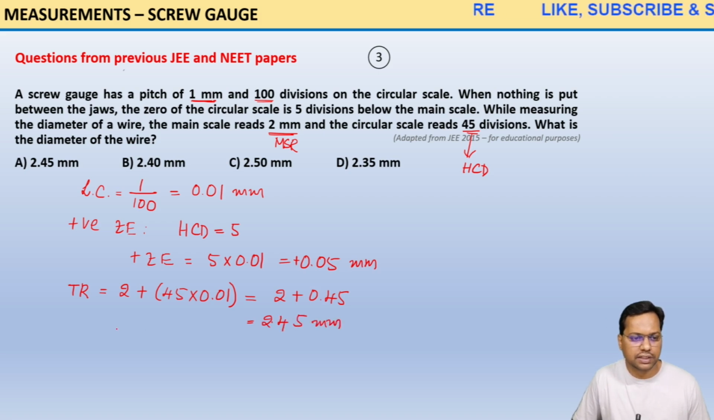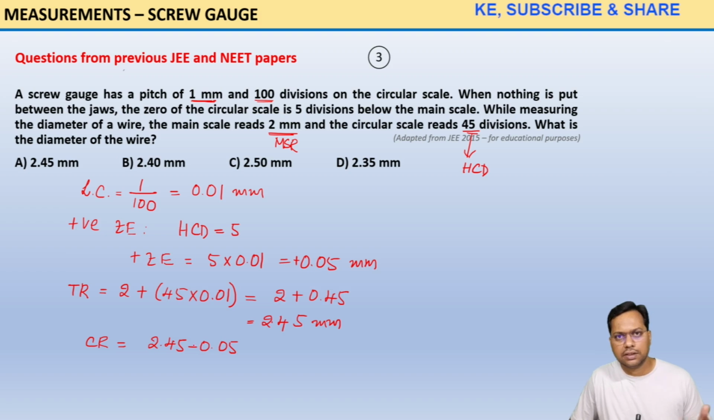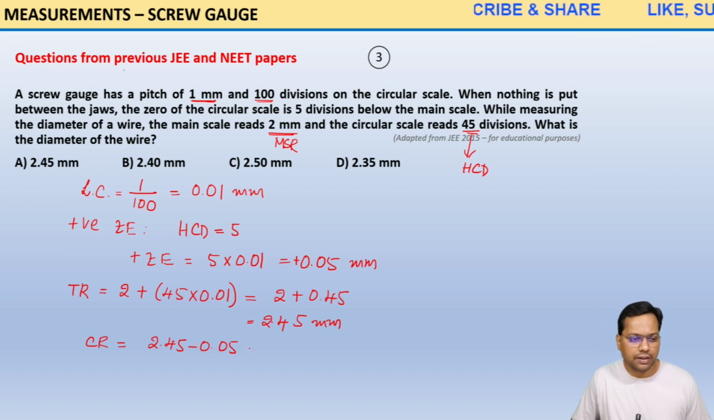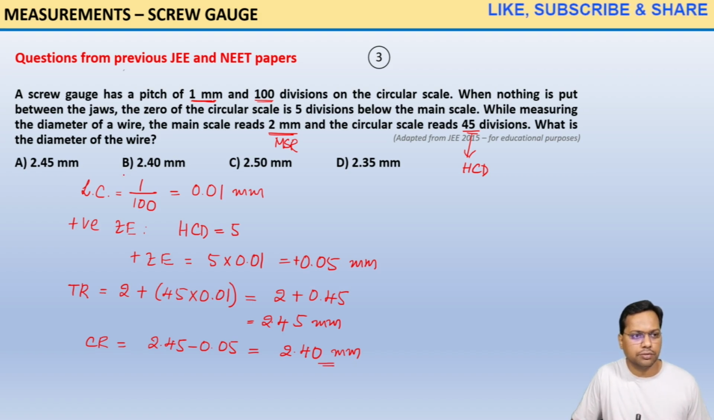Now we have to go for the correction, since the screw gauge has a positive zero error. Therefore, the corrected reading, CR, is equal to 2.45 minus 0.05, because the correction should be negative when the error is positive. This gives 2.40 millimeter. Now we check the options, that is B. So B is the correct option for this question.